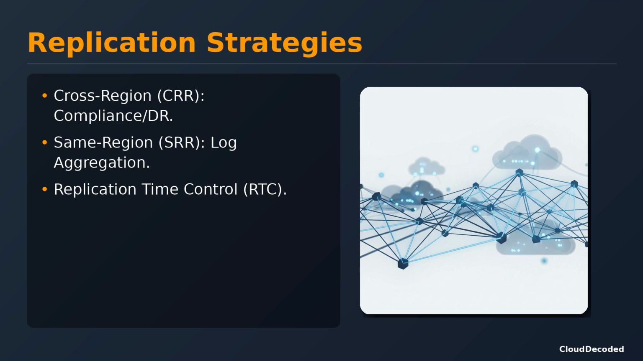S3 Replication enables automatic, asynchronous copying of objects across buckets. Cross-region replication, or CRR, copies data to different AWS regions, essential for disaster recovery and meeting compliance requirements that mandate geographic redundancy. Same region replication, or SRR, copies data within the same region, useful for aggregating logs from multiple buckets into one or creating test environments. You can even use replication time control to guarantee replication within 15 minutes.